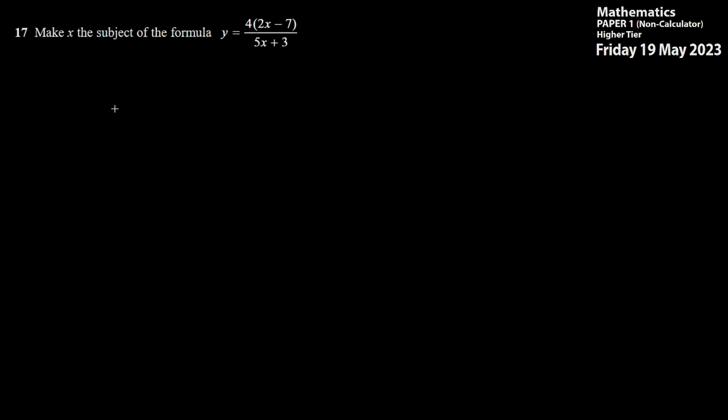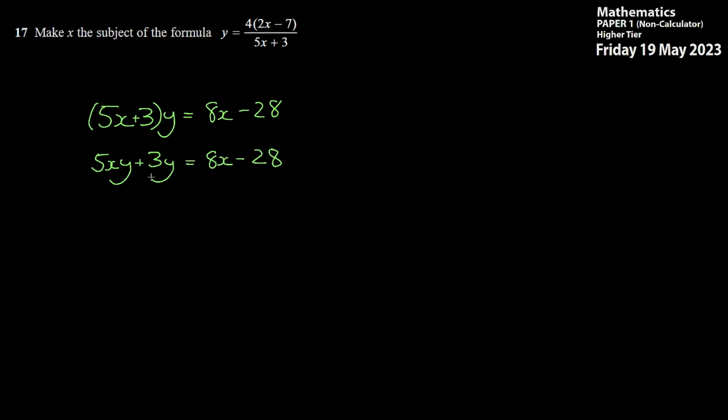So cross multiplying first, I get 5x plus 3, and that's multiplied by y, is equal to, well, I might as well multiply this out. I get 8x. 4 times 7 is 28, so this is negative 28. Now I multiply the left-hand side out. So this is 5xy plus 3y, and that's equal to this lot.